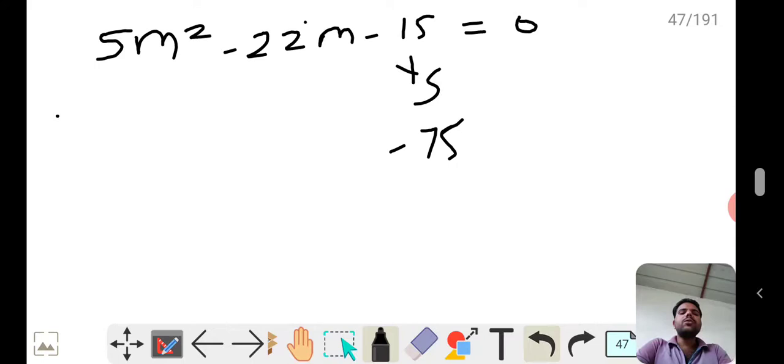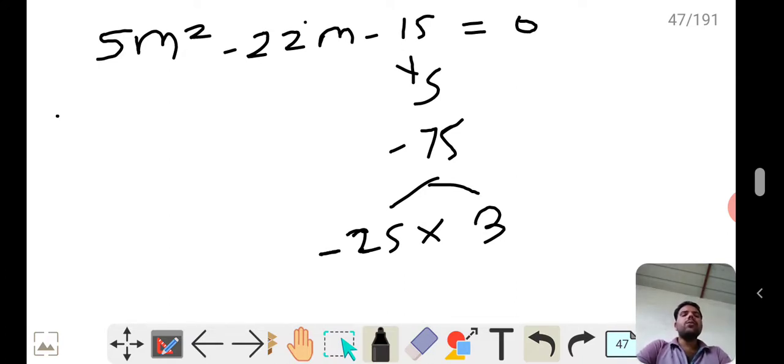Now we want two numbers such that their multiplication should be minus 75 and their sum should be minus 22. If we take such numbers as 25 into 3, we will get multiplication 75, but we want minus, and here we also want minus. So if we take the minus sign to 25, we will get the multiplication as minus 75 and sum as minus 22.